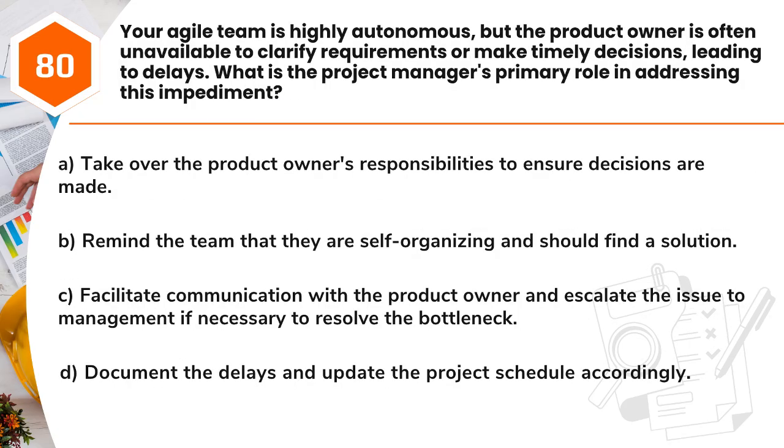Question 80. Your Agile team is highly autonomous, but the product owner is often unavailable to clarify requirements or make timely decisions, leading to delays. What is the project manager's primary role in addressing this impediment? A. Take over the product owner's responsibilities to ensure decisions are made. B. Remind the team that they are self-organizing and should find a solution. C. Facilitate communication with the product owner and escalate the issue to management if necessary to resolve the bottleneck. D. Document the delays and update the project schedule accordingly.